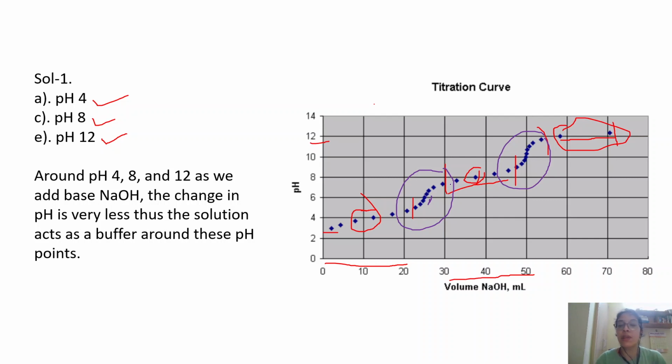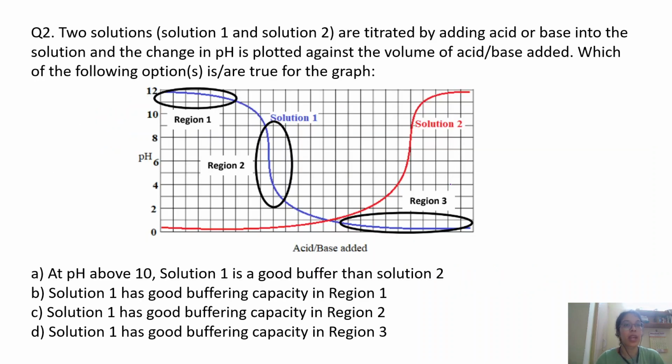So what we have to see is basically the slope. If the slope is less, it is a good buffer, and if the slope is high, it is a bad buffer. So coming to the next question.